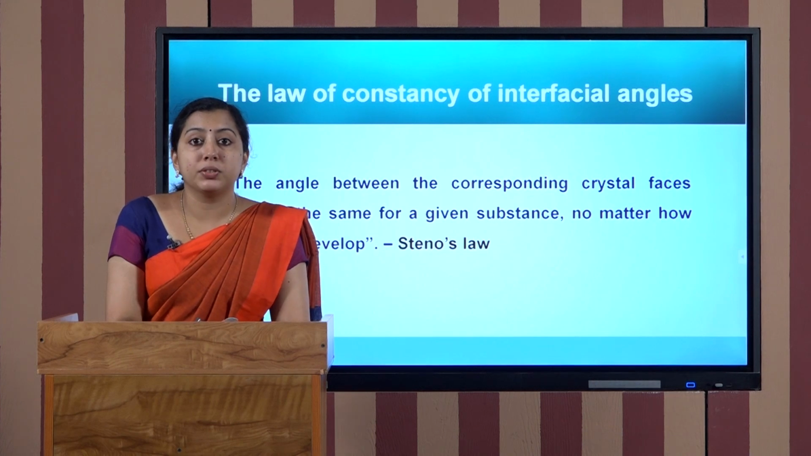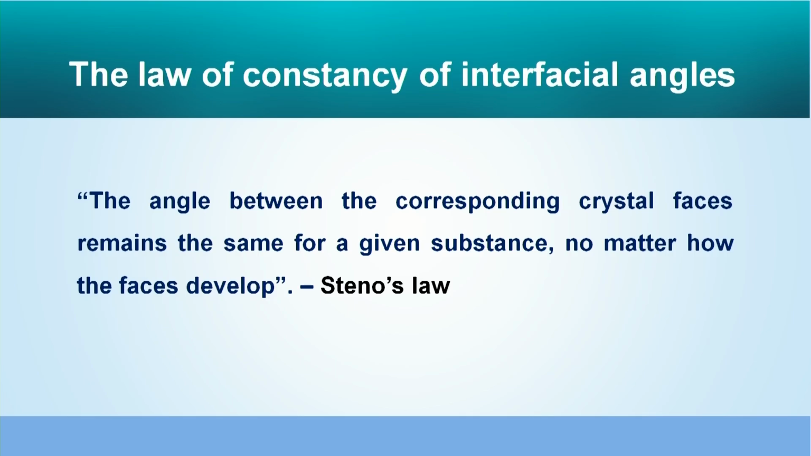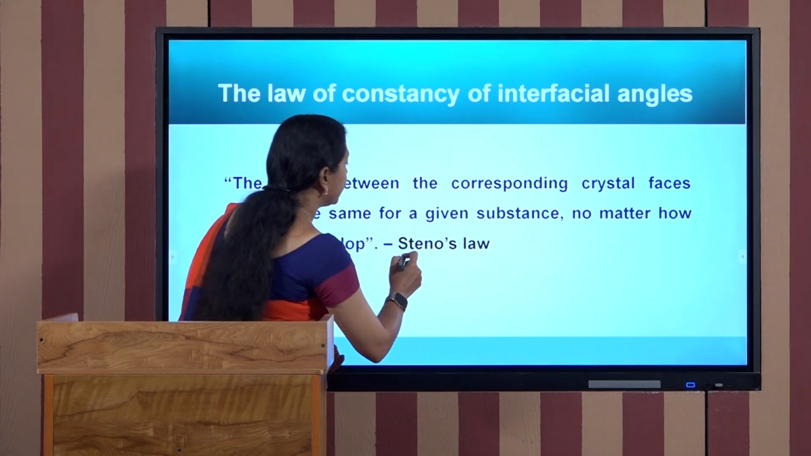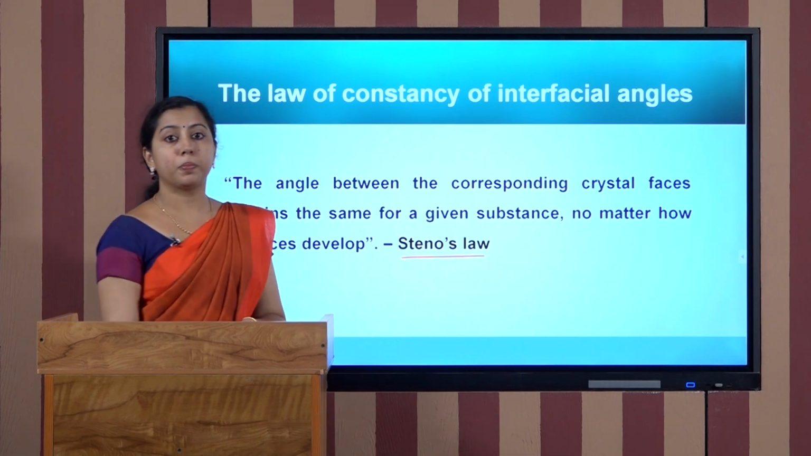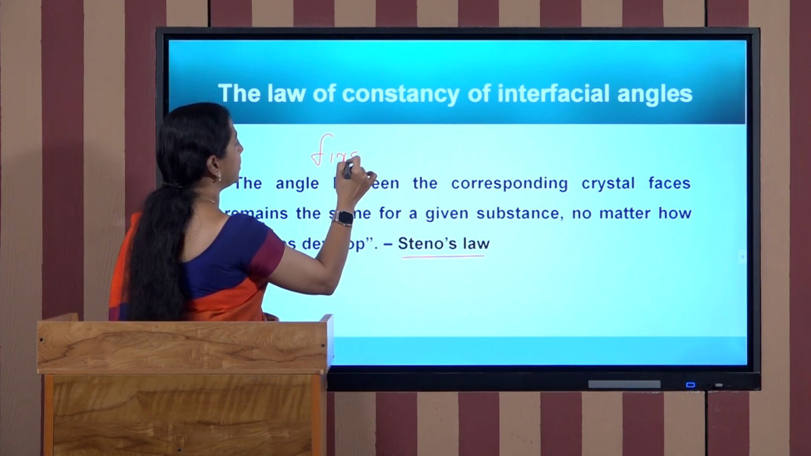What is the law of constancy of interfacial angles? We have already discussed about the interfacial angle. It is the angle between the two adjacent faces of a crystal. So, according to this law, the angle between the corresponding crystal faces remains the same for a given substance, no matter how the faces develop. This is also known as Steno's law, and this is the first law of crystallography.